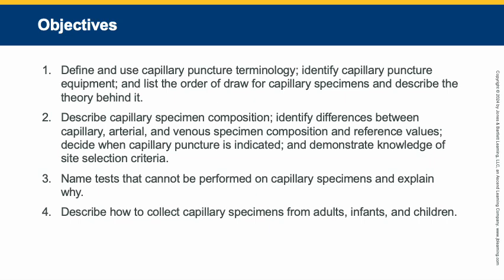Number 2, describe capillary specimen composition. Identify differences between capillary, arterial, and venous specimen composition and reference values. Decide when capillary puncture is indicated and demonstrate knowledge of site selection criteria. Number 3, name tests that cannot be performed on capillary specimens and explain why. Number 4, describe how to collect capillary specimens from adults, infants, and children.